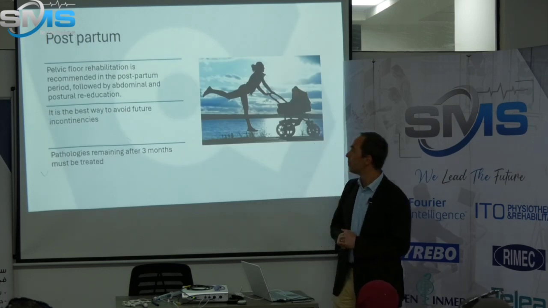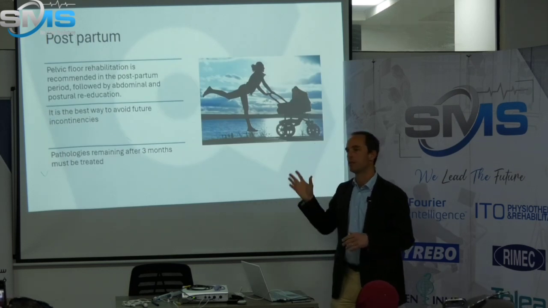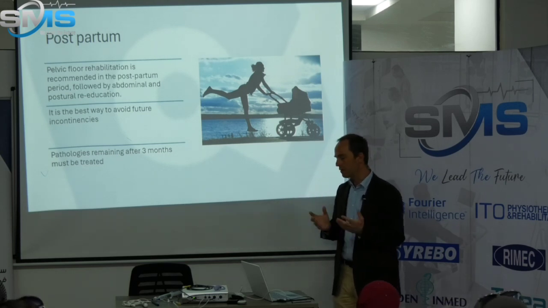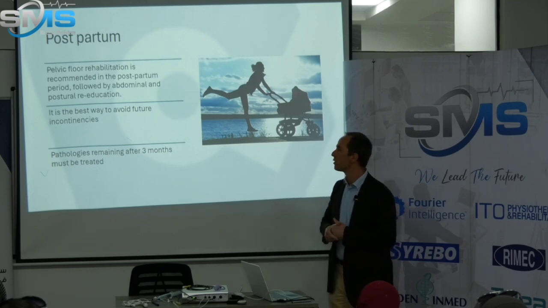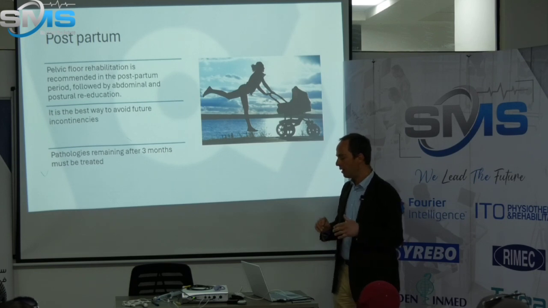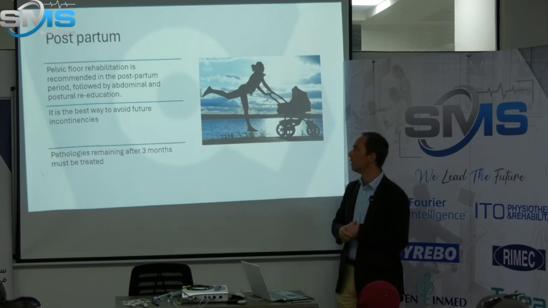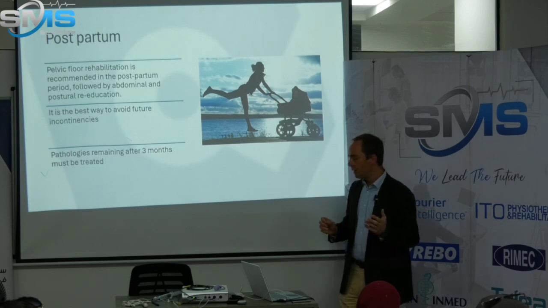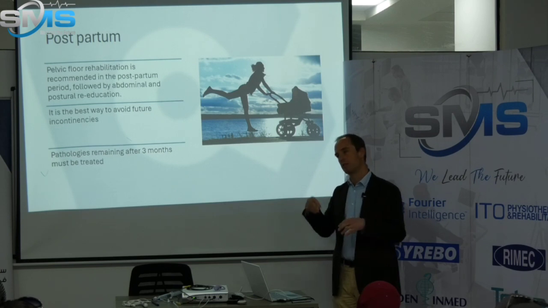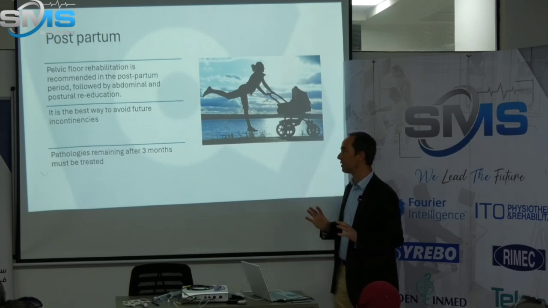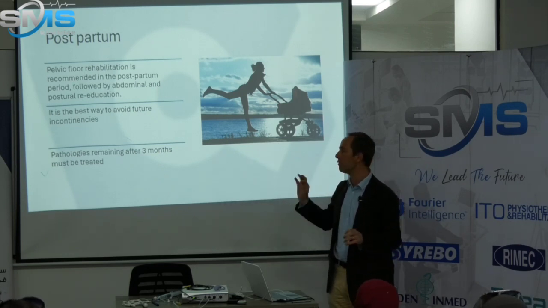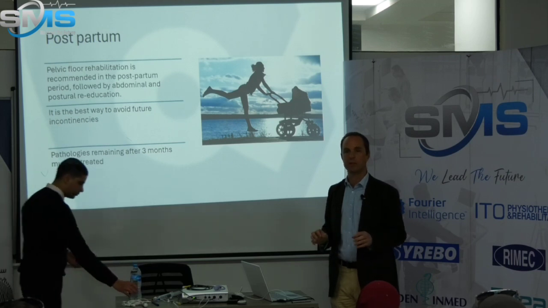Another very important point is postpartum. It's not a pathology, but after birth, it's a time when many pathologies could occur. So it's very important, if possible, to have rehabilitation after postpartum, with also abdominal and postural rehabilitation. It's the best way to avoid future incontinence, because it's normal to have some leakage or incontinence just after birth, but it should disappear very fast. It's very important to note that after 3 months, everything should be okay. And if pathologies remain, they must be treated as fast as possible.